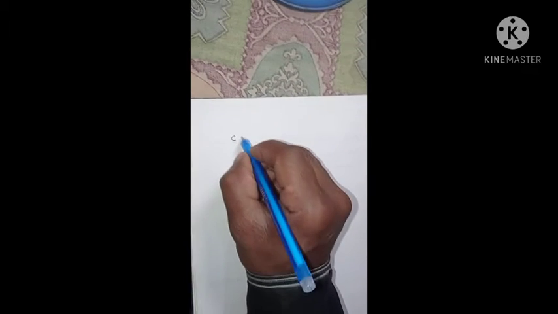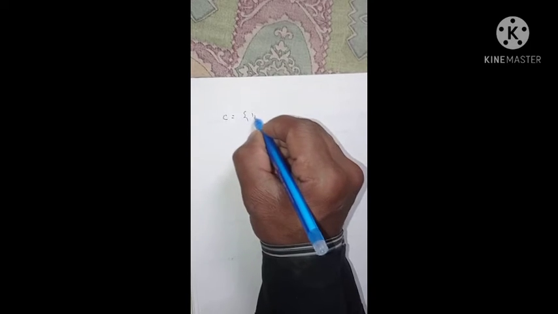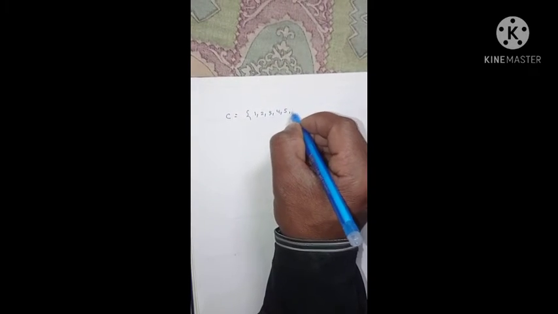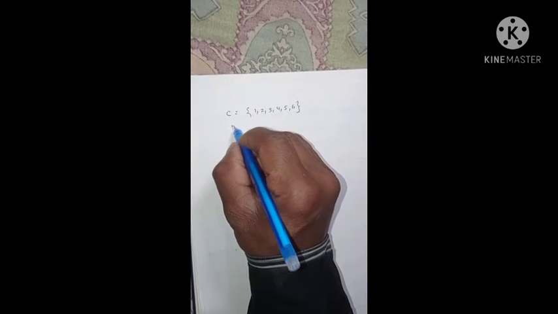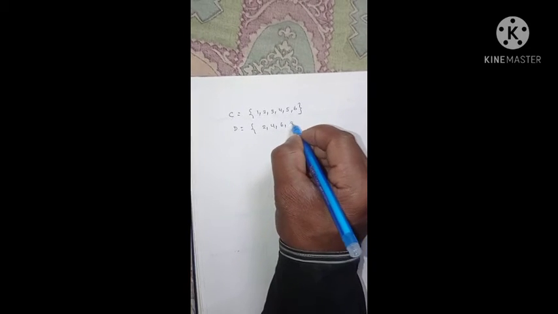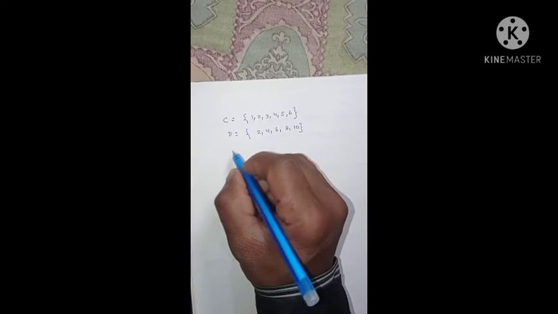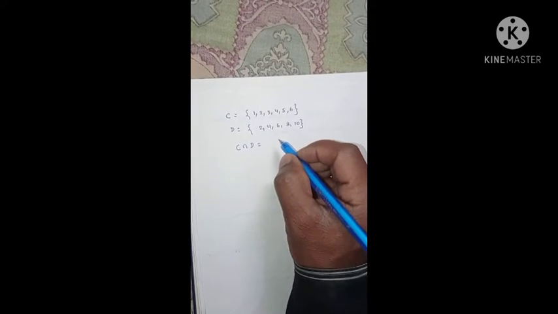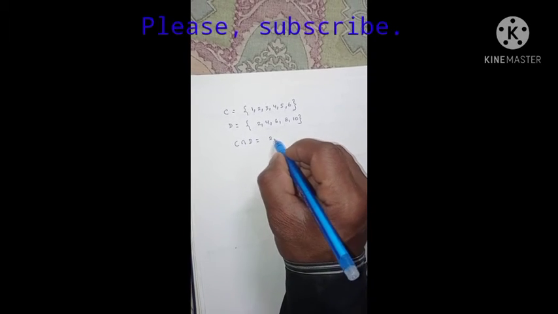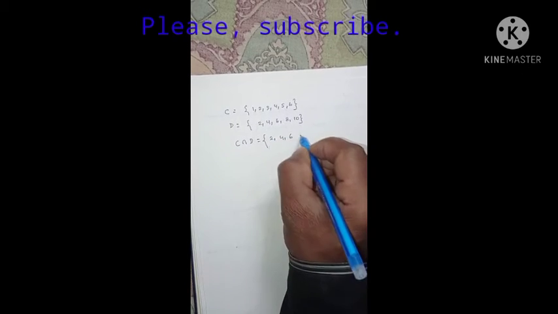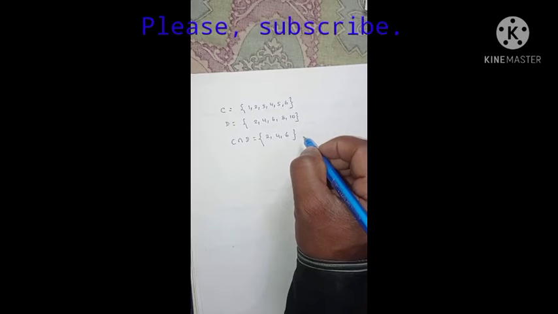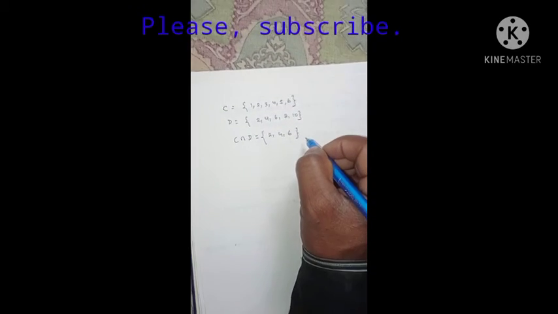So let's take another example to see how we can find the intersection. Let's suppose there is a set C: 1, 2, 3, 4, 5, 6, and a set D: 2, 4, 6, 8, 10. When we say C intersection D, there are common elements. What are the common elements here? 2, 4 and 6. So these are the intersection of set C and set D. This way you can find the intersection of two sets.